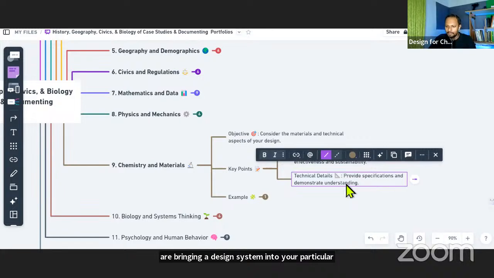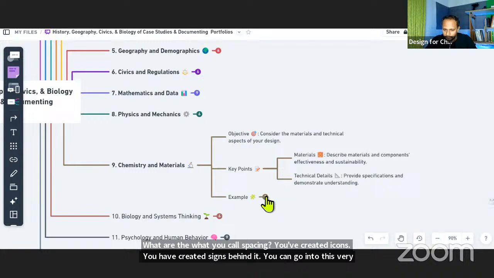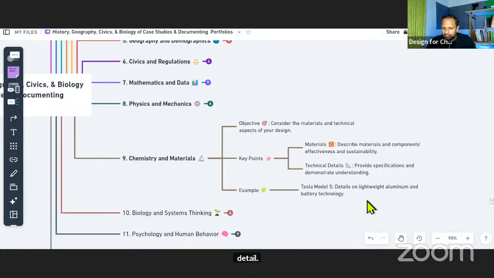What are the buttons you've created? What is the text you have created? What are the brand guidelines you have created? What is the spacing you've created? Icons you've created? The science behind it? You can go into this in great detail. That could be the chemistry in your case. You can read details on lightweight aluminum and battery technology.